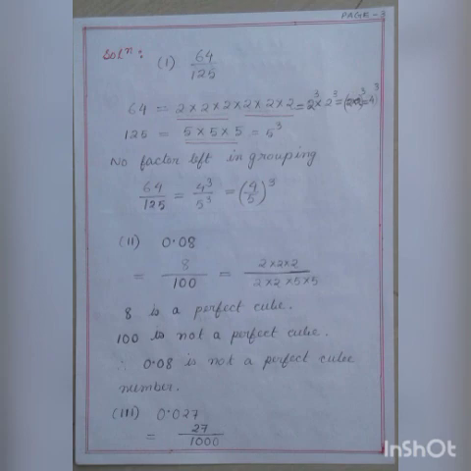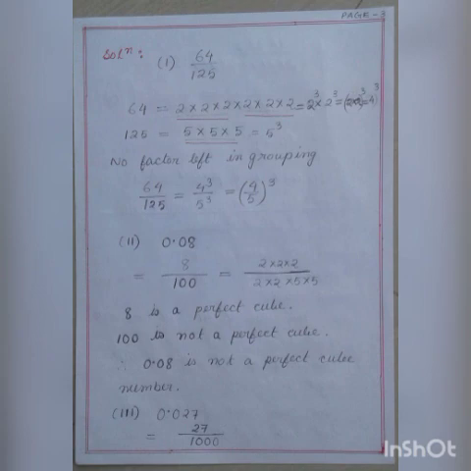Number 2, 0.08, I can write it as 8 by 100. 8 is equal to 2 into 2 into 2. 100 is 2 into 2 into 5 into 5. Here 8 is a perfect cube, but 100 is not a perfect cube. Therefore 8 by 100, or 0.08, is not a perfect cube number.